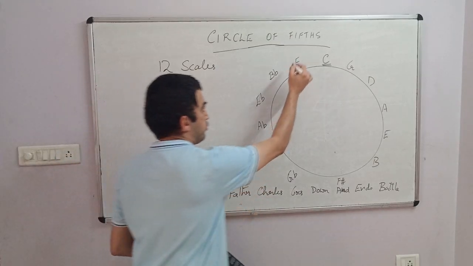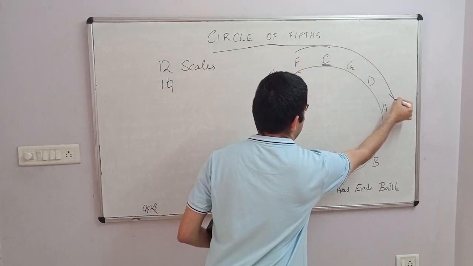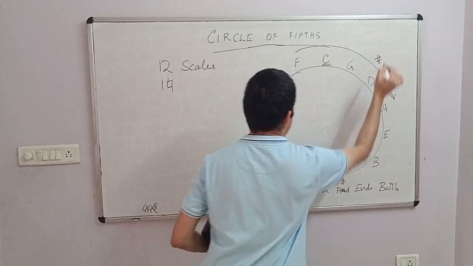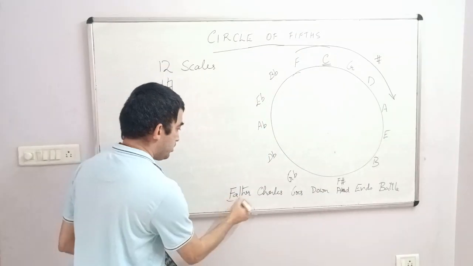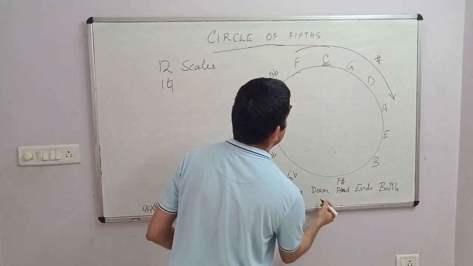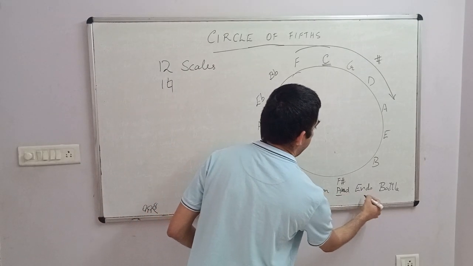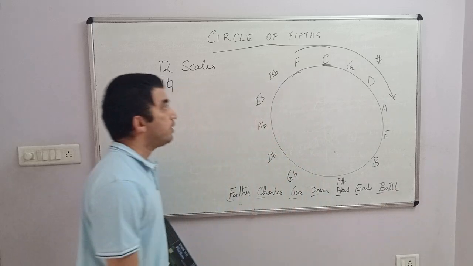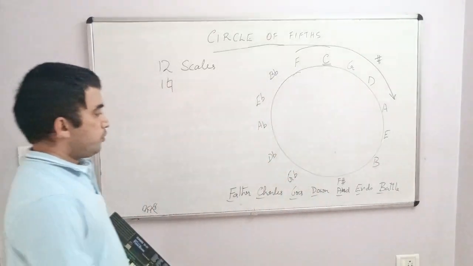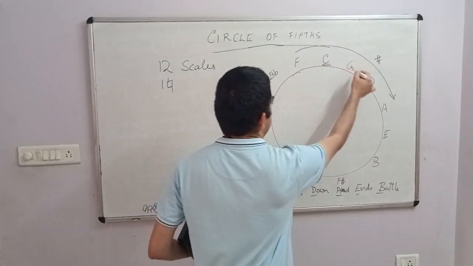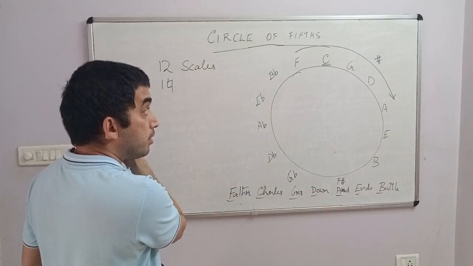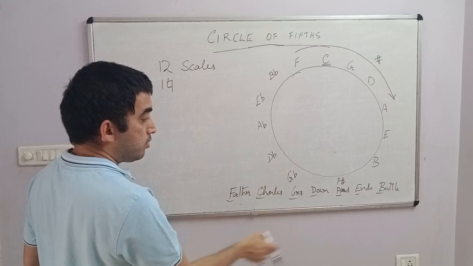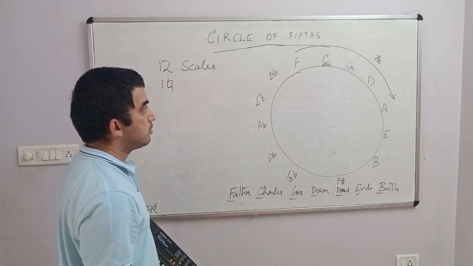Okay. So if you start from here, we'll go like this along the sharp scales. Okay. So this will be like Father Charles goes down and ends battle. Okay. So this will give us an idea, F, C, G, D, A, E, B, and the same thing, the same thing goes backwards. Okay.